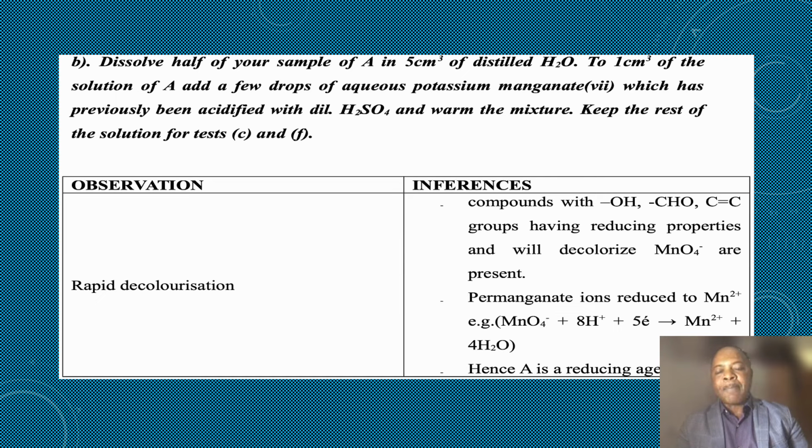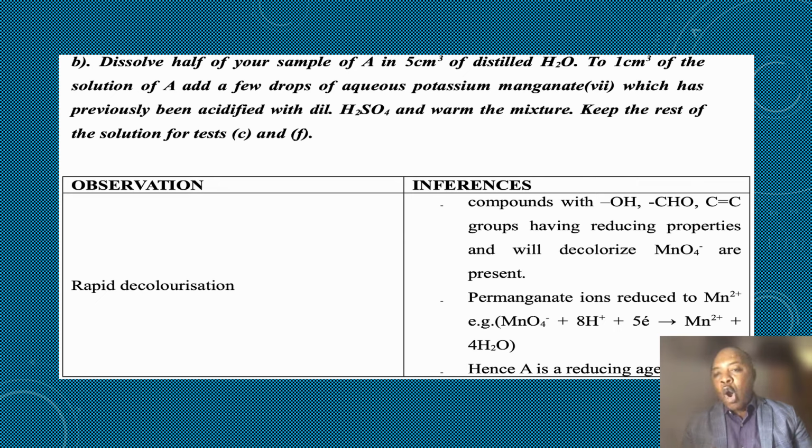Aqueous potassium manganate 7 has a purple color. When you add this there, what happens? It will decolorize it. Why do I say that? Even when we were doing alkenes, we saw that alkenes can decolorize acidified potassium manganate 7. When they decolorize it, it means that all the alkenes have reacted, and all the manganate 7 has reacted. They do that by reducing manganate 7 to manganese 2. When there is decolorization of the purple color, that means manganate 7 has been reduced from +7 to +2.